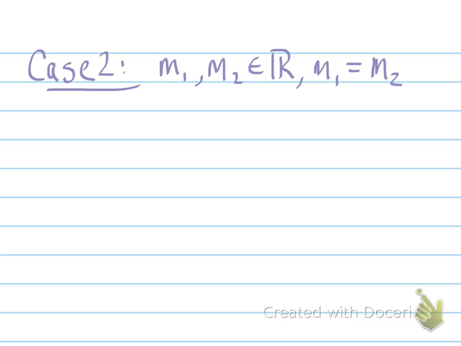The second case is if both of our roots are real, but they're equal to each other. So in this case, we get one solution, e to the m1x, but unfortunately, we couldn't just say y2 equals e to the m2x, because that would be the same as y1, and two copies of the same function, unfortunately, do not form a linearly independent set.